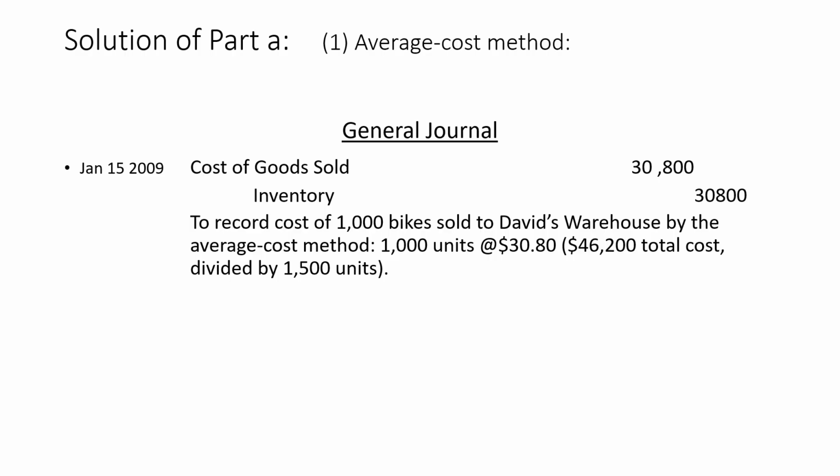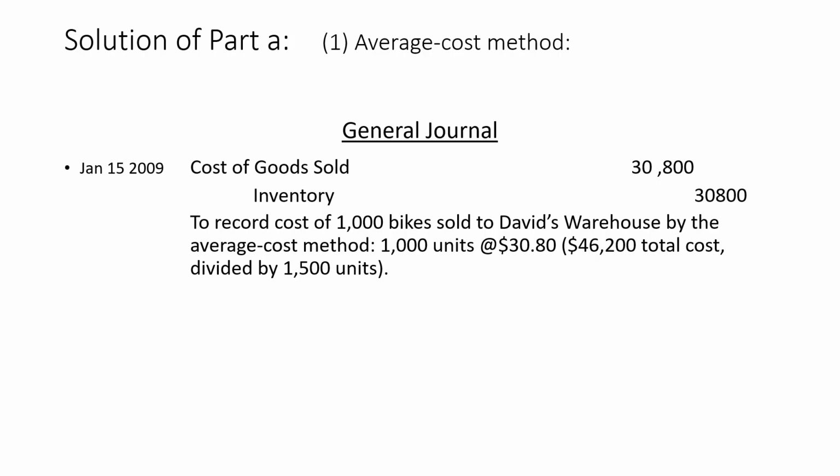Remember, if they have a total of 1500 bikes in the warehouse, we will divide the total cost by the total units. The total cost is 46,200 as shown in the question. The total cost 46,200 would be divided by 1500, that is the total number of units. In this way, we will get a per unit average cost, that is $30.80.